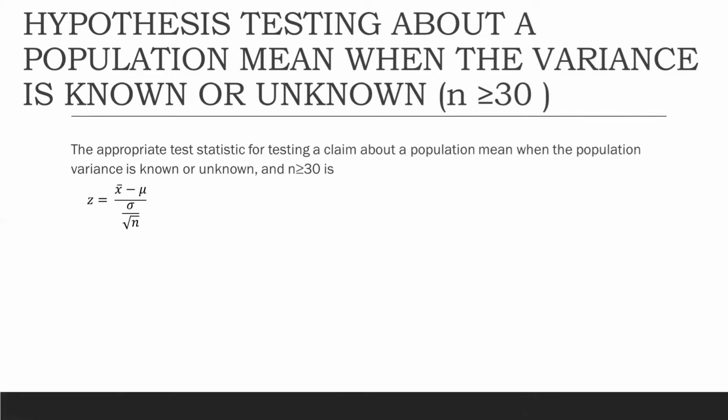So, ginagamit natin yung z-test kapag yung n natin is greater than or equal sa 30. Again, the z-test or yung test statistic na gagamitin natin kapag ang n natin is greater than or equal to 30 ay z-test ang gagamitin natin, whether the population variance is known or unknown.